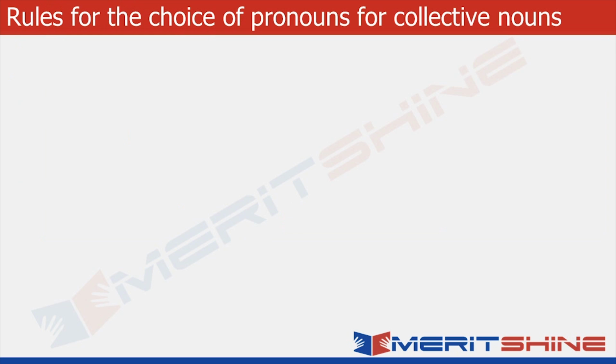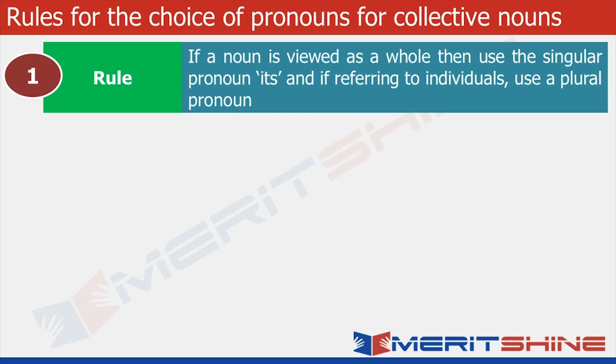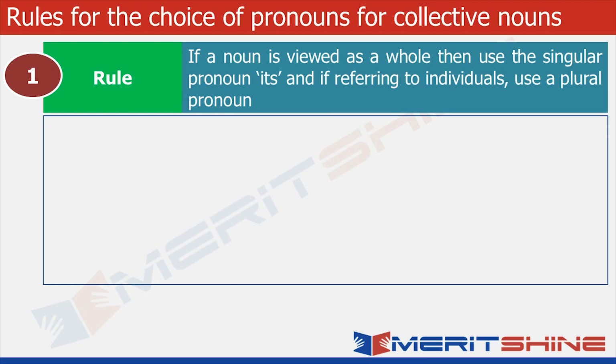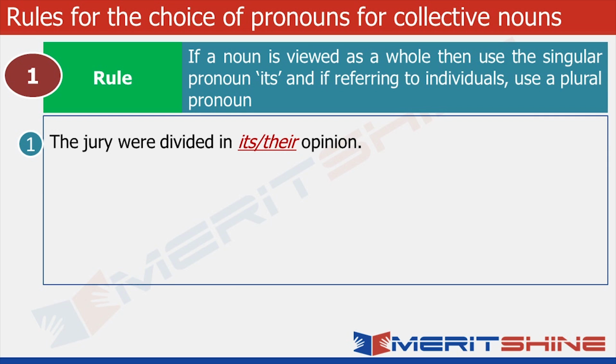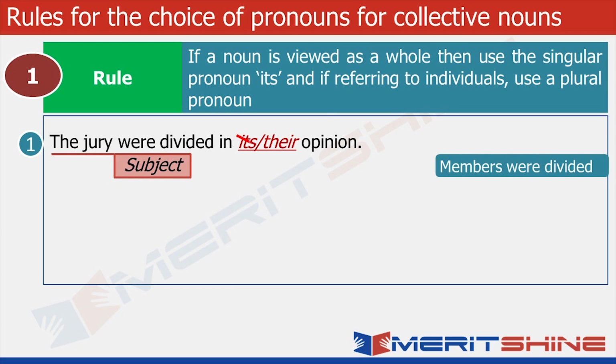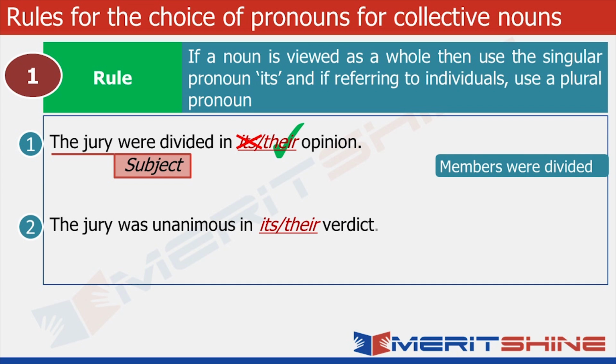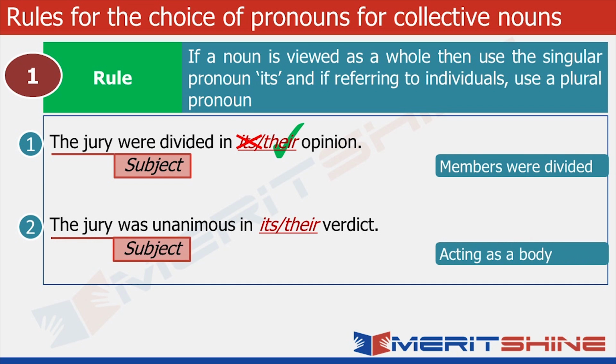Pronoun for collective nouns. If a noun is viewed as a whole, then use singular its. And if it is referring to individuals, use a plural pronoun. The jury were divided in their opinion. Here the jury acts as individuals, thus takes the pronoun their. The jury was unanimous in its verdict. Here the jury acts as a group, thus takes the pronoun its.